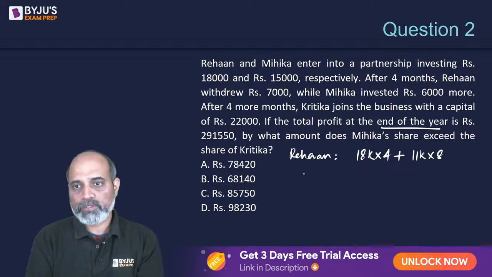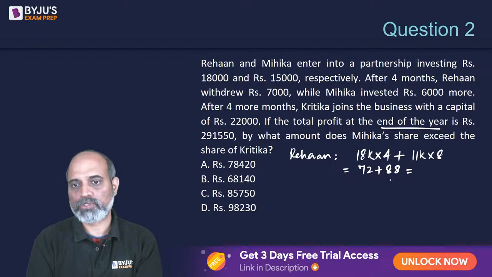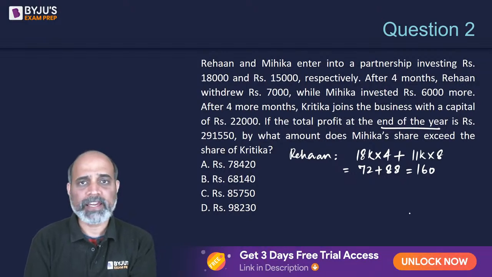So let's solve this. This is going to be 18 into 4, which is going to be 72, and 11 into 8, which is 88. So this is going to be 72 plus 88, 160. Okay, I have removed K.